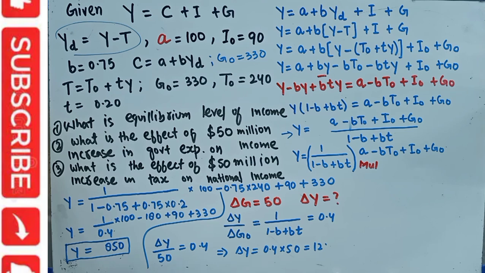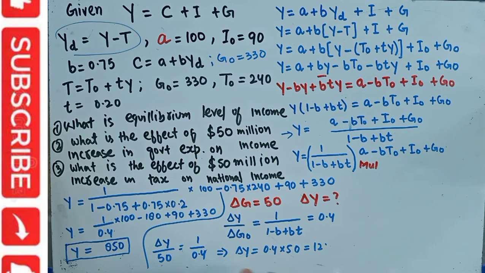Am I doing it correctly or not? So we have 1 divided by 0.4. Sorry for the mistake. It is 1 divided by 0.4.